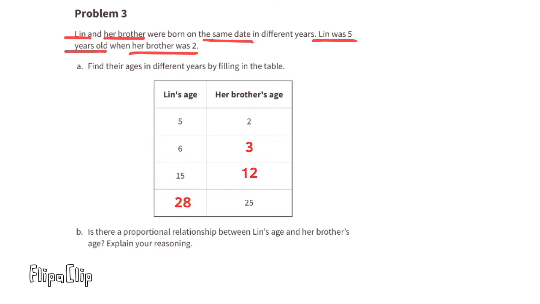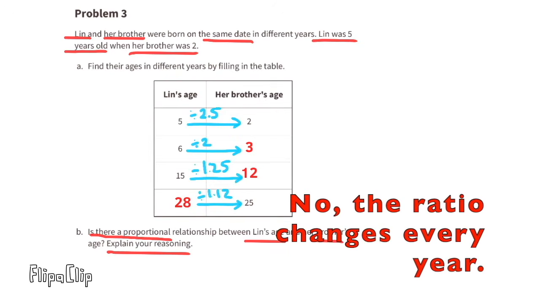So when Lynn was 5, her brother was 2. When she was 6, her brother was 3. When she's 15, her brother will be 12. And when her brother's 25, Lynn will be 28. B. Is there a proportional relationship between Lynn's age and her brother's age? Explain your reasoning. No, there is no proportional relationship between Lynn's age and her brother's age because every year they both get 1 year older and the ratio changes every year.